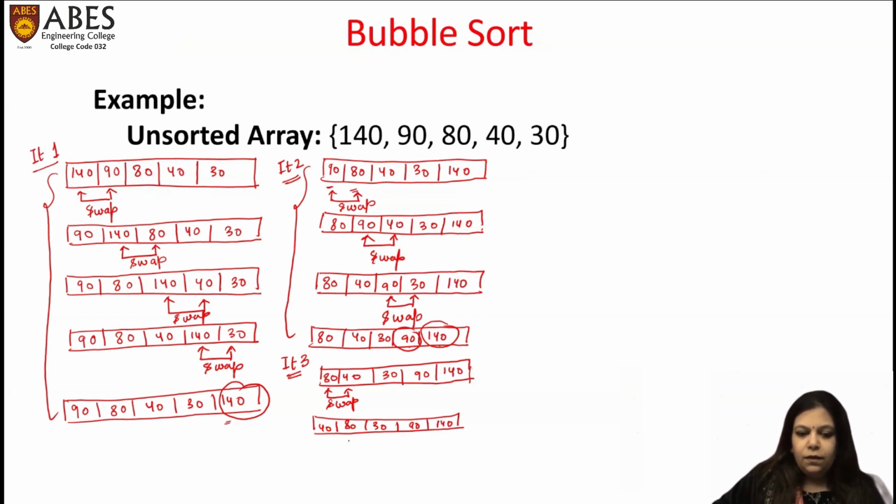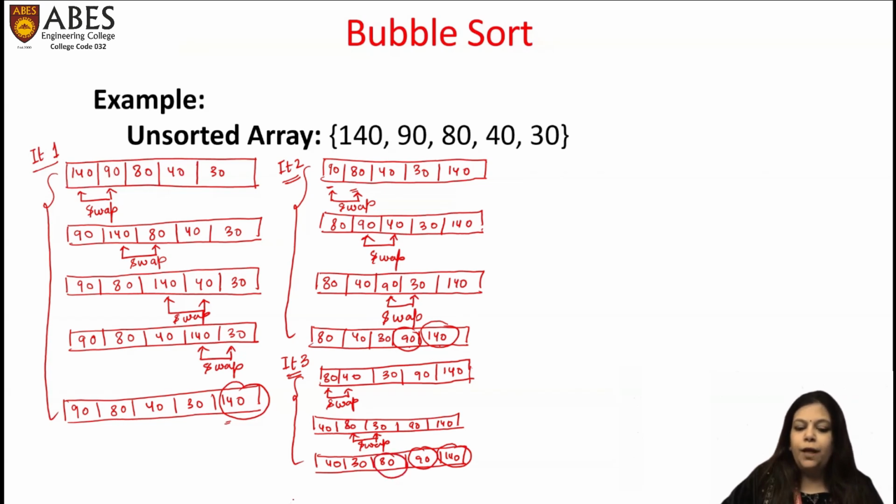Again, after comparing the next two elements, that is 80 with 30, we need to swap these two values. And so the state of the array will become 40, 30, 80, 90, and 140. Now, as you can see, there is no need of comparing 80 with the next element because 90 was already fixed. And 140 was also already fixed. So as you can see that in iteration third, 80 has now got its appropriate position.